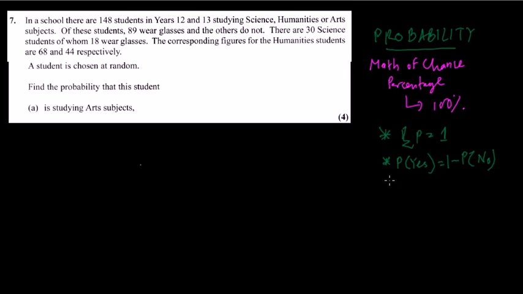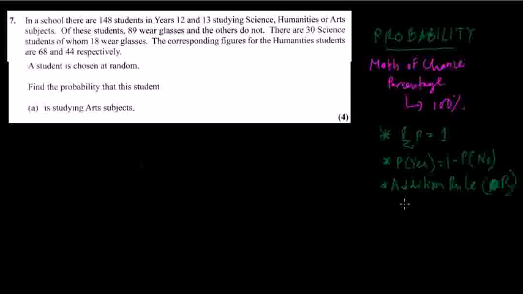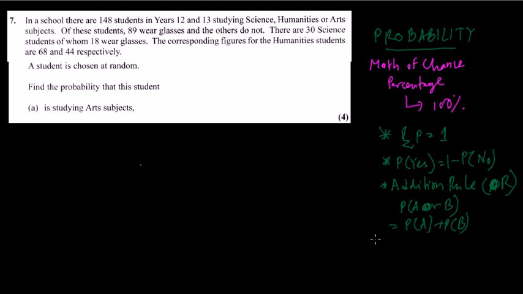Another rule is called the addition rule of probability. This is the addition rule, also known as the OR rule. That means if you have two probabilities, this or that, it means you add the probability. So the probability of A happening or the probability of B happening means probability of A plus probability of B. That is the OR rule of probability.